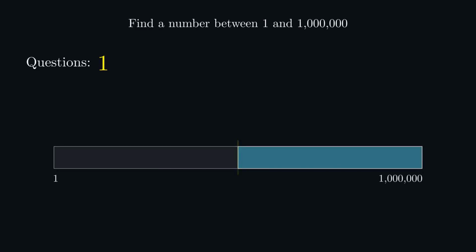20 yes or no questions can pin down a number between 1 and 1,000,000. Why exactly 20? Each answer is 1 bit. 20 answers is 20 bits. But what kind of quantity is actually measured in bits? And why does a loaded coin somehow carry less of it than a fair one?